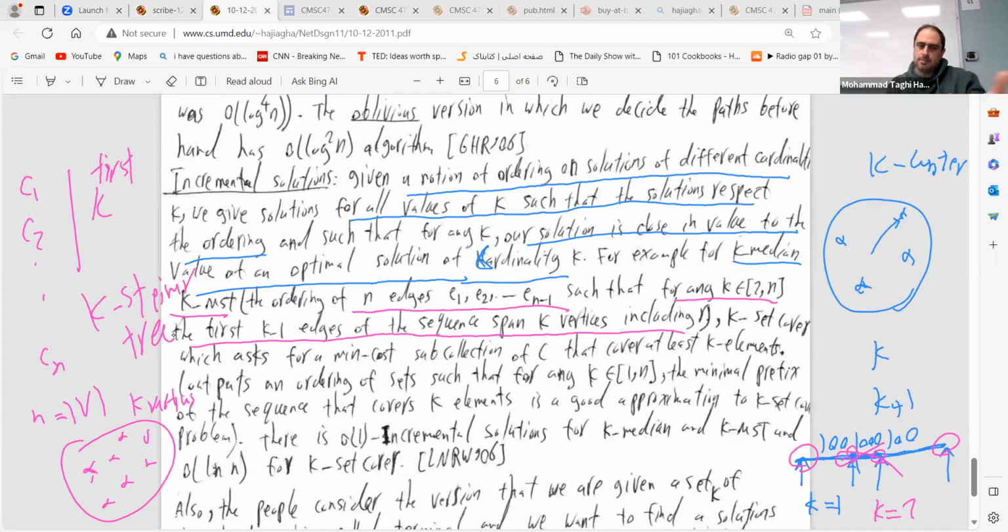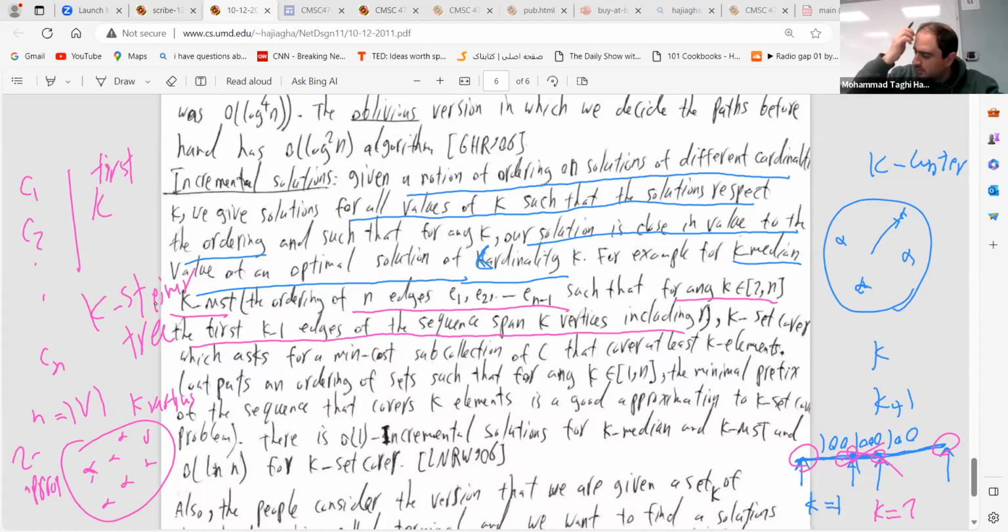But we showed, in the paper by Bateni and Hajiaghayi, that actually K-MST and K-Steiner tree are the same problem. So there's a reduction: K-Steiner tree is not harder than K-MST. And for all of them, the best approximation is a 2-approximation, for K-MST or K-Steiner tree.